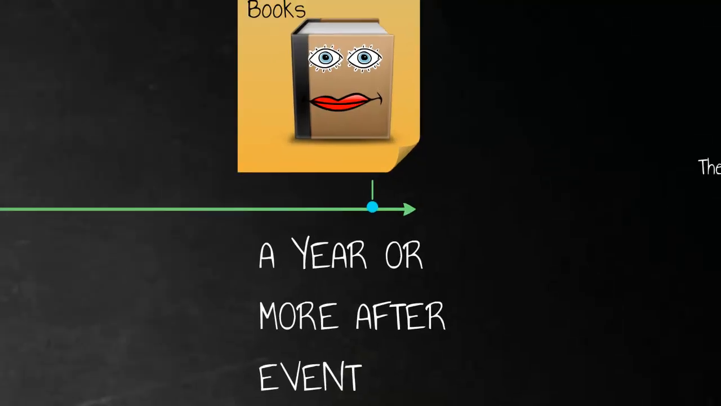Within a year, books covering the topic will begin to appear. Often books will build on the information discussed in academic papers and will provide an in-depth look at an event and will attempt to place it in a historical context.